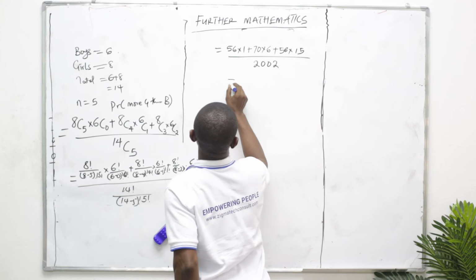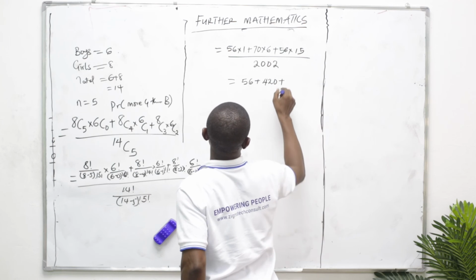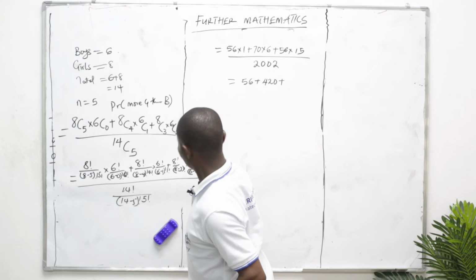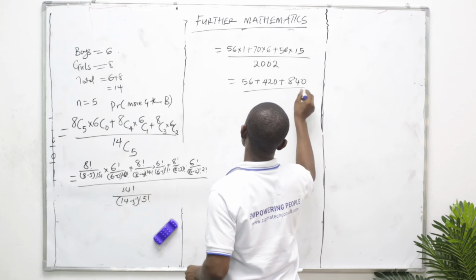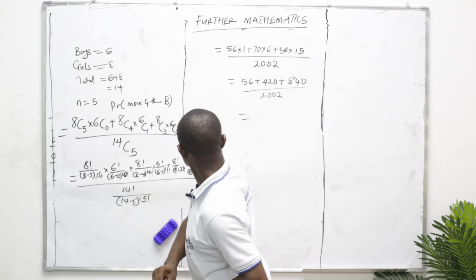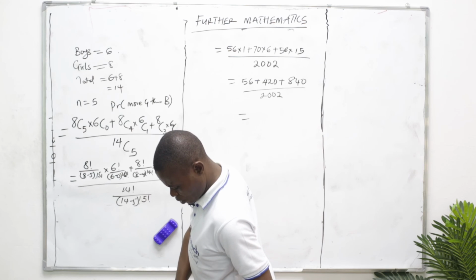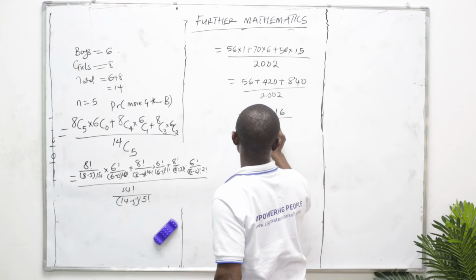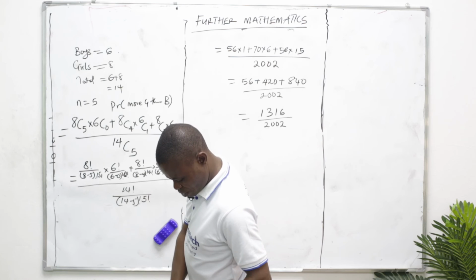2002. This will give us 56 plus 420 plus 56 times 15, 840, all over 2002, to give us 840 plus 56 plus 420 equals 1316 all over 2002.